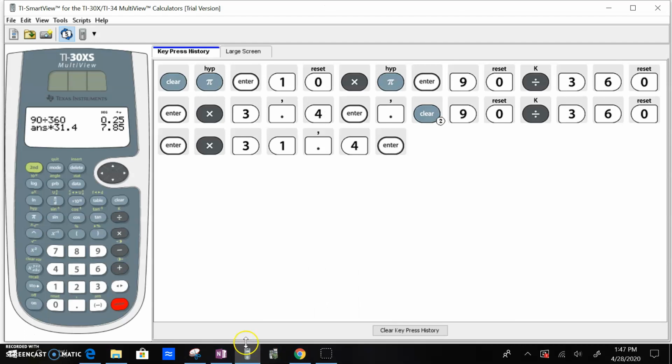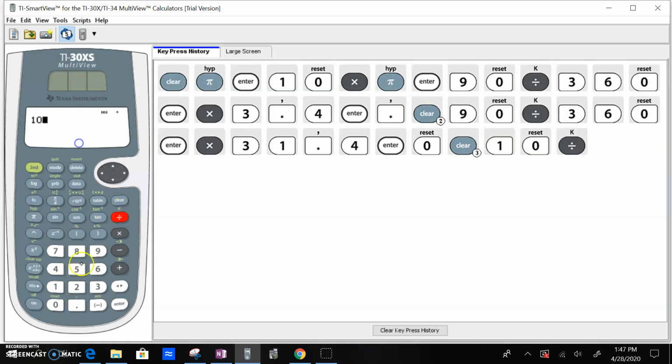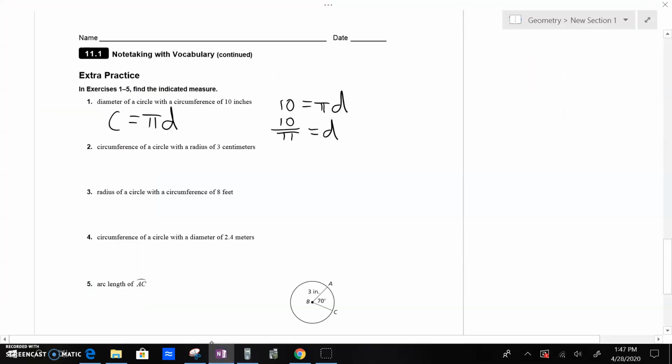So we'll go over to our calculator. We'll do 10 divided by pi. And that's going to give us 3.18. We'll call it 3.2. So diameter is 3.2 inches.